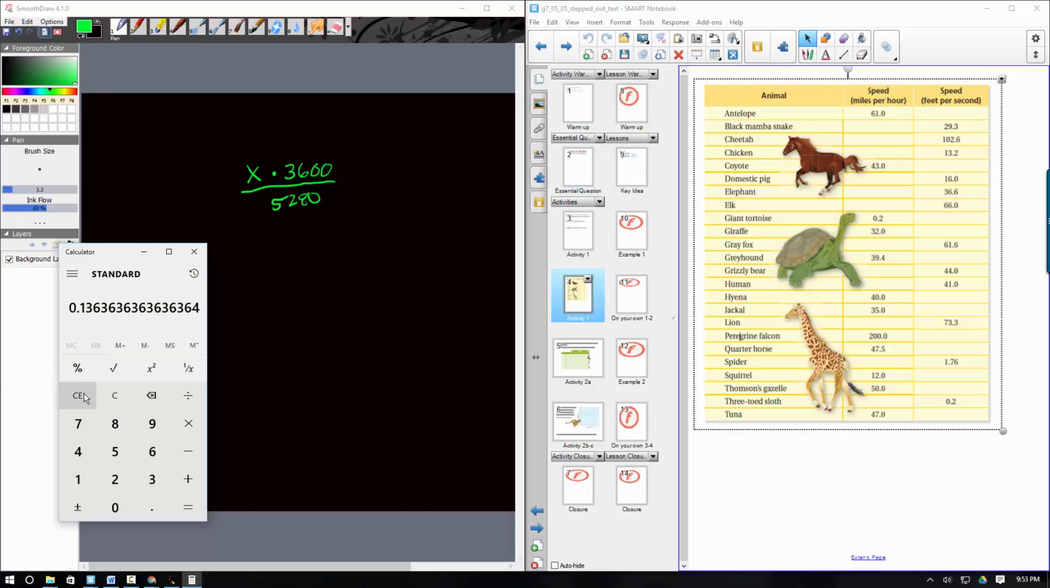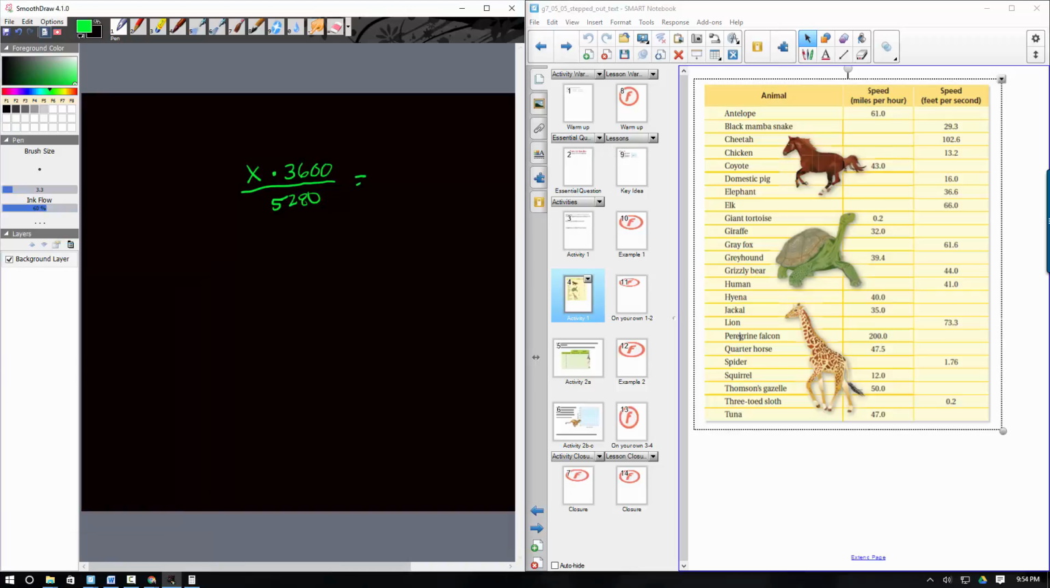And then finally a cheetah. Let's figure that out, because it's 102 feet per second. So if I do 102.6 times 3,600 divided by 5,280, that's about almost 70 miles an hour. Holy cow, is that fast? It's crazy. So that's the conversion rates between the two.